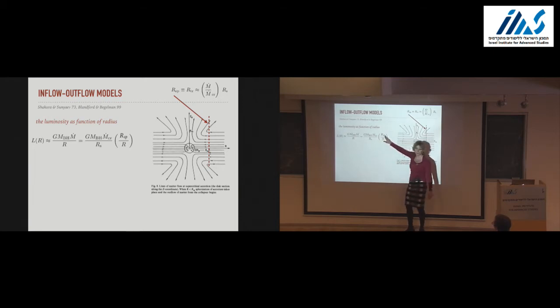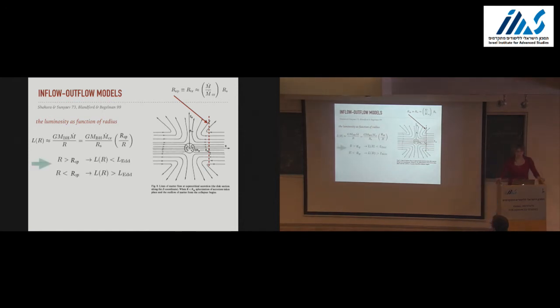Yeah, sorry. If I use the definition of the spherization radius, I obtain that L at any R goes as 1 over R. Okay, so this means that for R greater than the spherization radius, L is below Eddington. This is Eddington. At R within the spherization radius, L is greater than L Eddington. So something must happen.